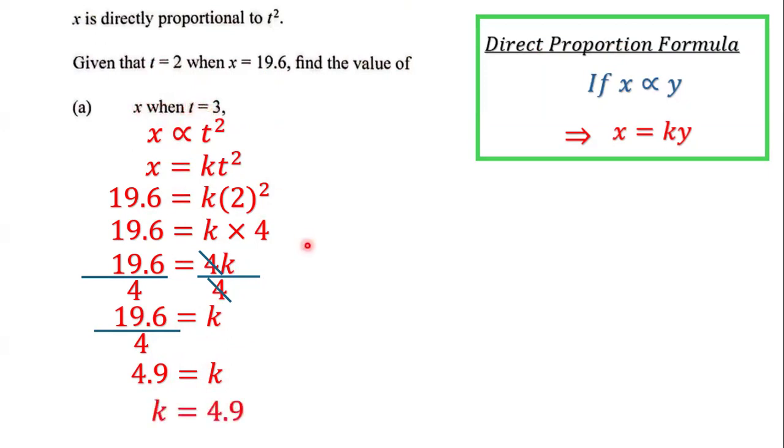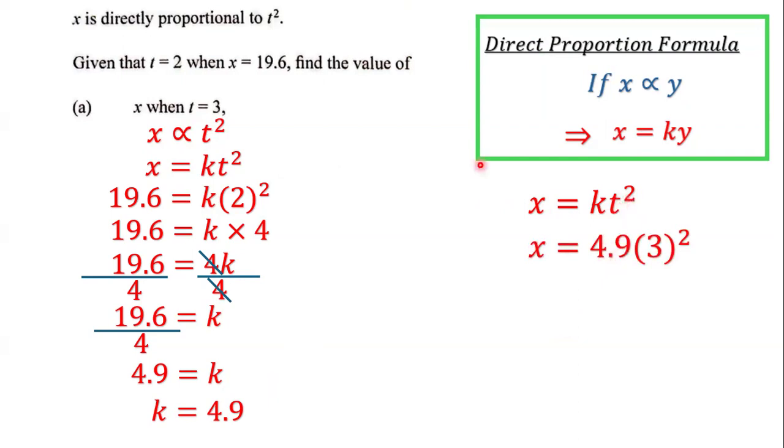And we use this equation. So k is equal to 4.9, and we're going to use this equation where it says that x is equal to k times t squared. That's because x is directly proportional to t squared. Now, our goal is to figure out what x is. We know what k is. Well, k is 4.9, so we substitute that.